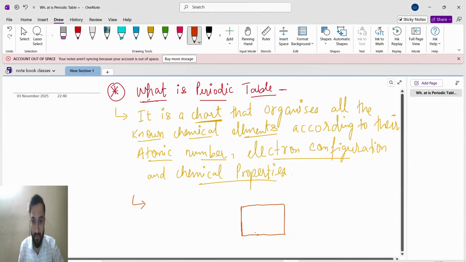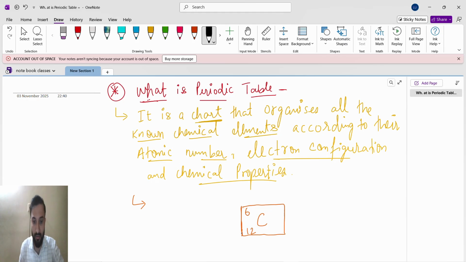So what will we write? We will write like this: C, 6, 12. Okay, let's take carbon. So this is a box. In the box, what will happen? Each box on the table represents an element. If you want, you can give an arrow and write it down. Each box on the table represents an element.